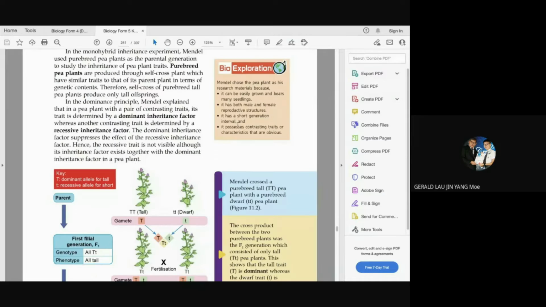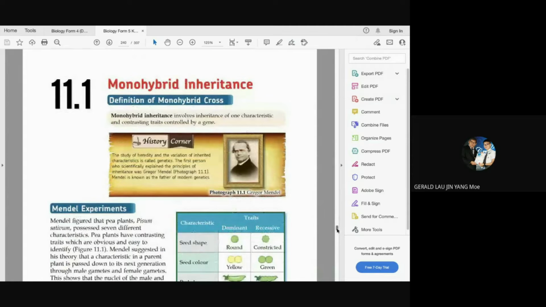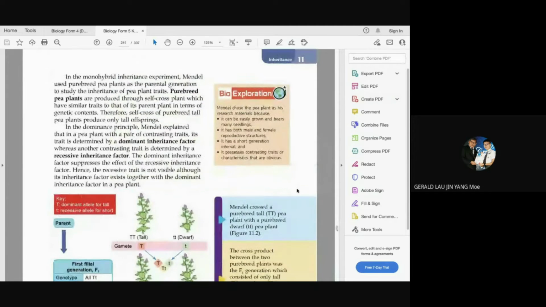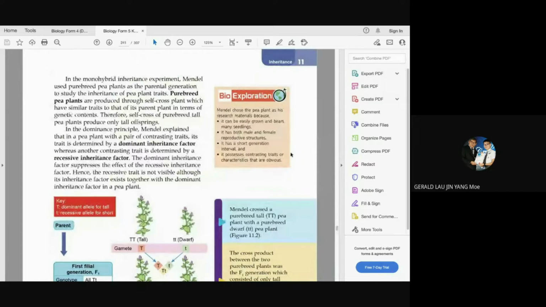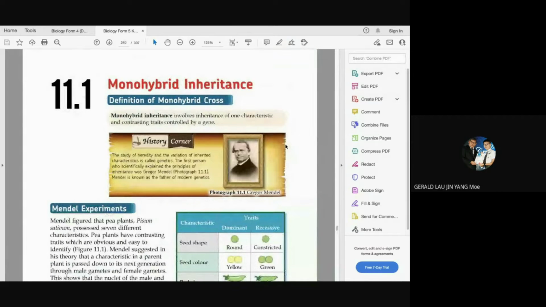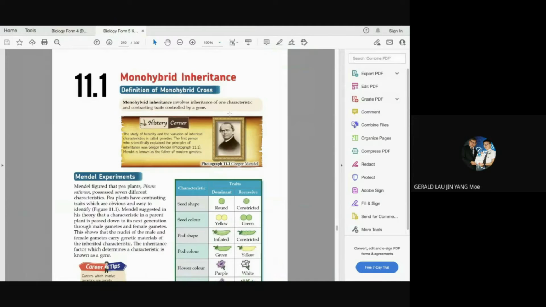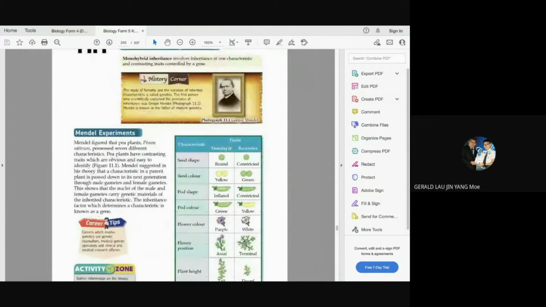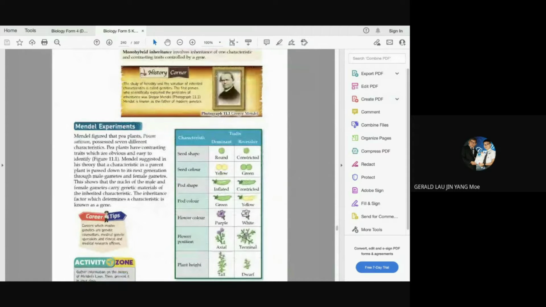Many people told me this Mendel experiment is very complicated, but actually it's not complicated, so it should be okay for you. Mendel is basically the father of inheritance because he discovered all these alleles, genetics, everything. So he did a pea experiment, and then he found out all these traits and characteristics.